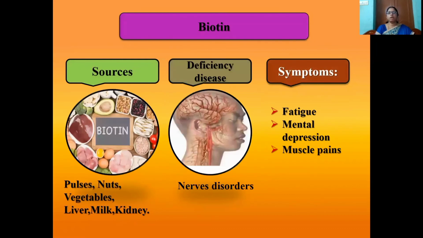The next one is biotin. The sources of this vitamin: pulses, nuts, vegetables, liver, milk, kidney. The deficiency of this vitamin leads to nerve disorders. The symptoms of this disease: fatigue, mental depression, and muscle pains.